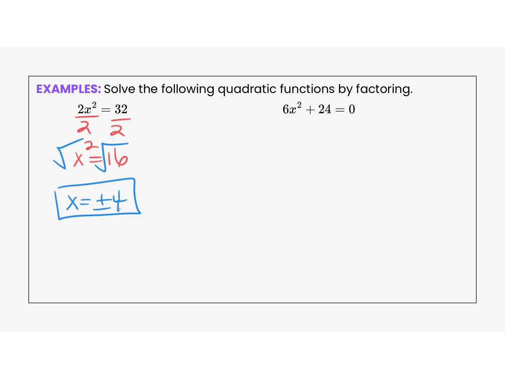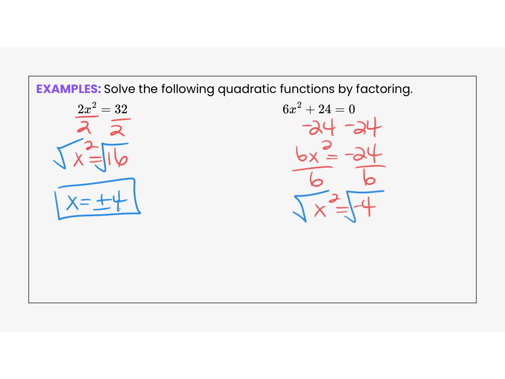6x squared plus 24 equals 0, so I'm going to subtract 24. So I get 6x squared equals negative 24. Divide by 6. X squared equals negative 4. Well, what happens when I try to take the square root of that?